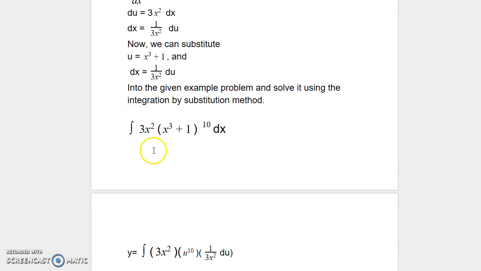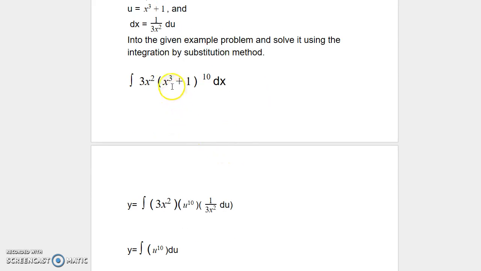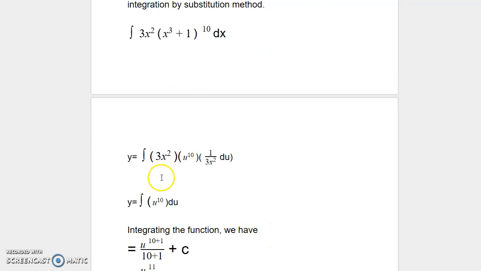So our given example problem is the integral of 3x squared times (x cubed plus 1), the whole thing raised to the power of 10, dx. Wherever we see x cubed plus 1, we're going to substitute u. So integral 3x squared, then x cubed plus 1 we replace by u, raised to the power of 10, so u to the power of 10, and instead of dx, we write 1 over 3x squared du. Now, as you can see, we have 3x squared in the numerator and 3x squared in the denominator, so those terms cancel out, leaving us with u to the power of 10 du.